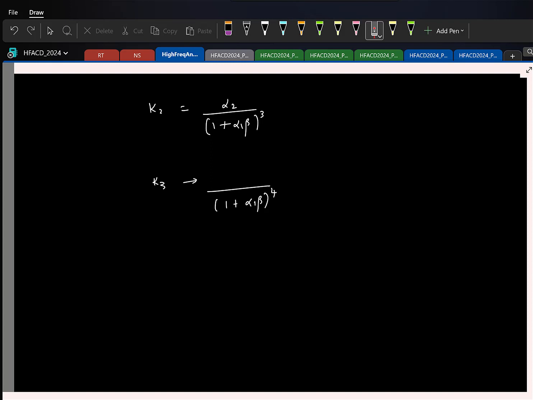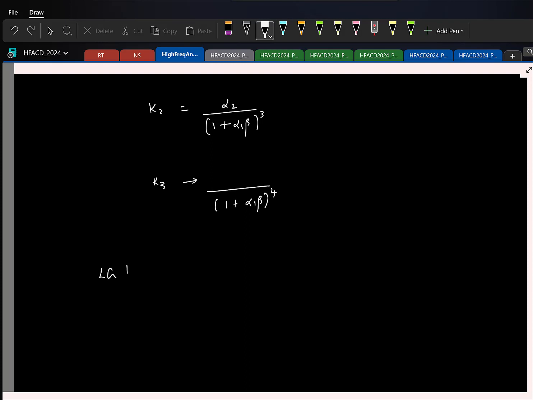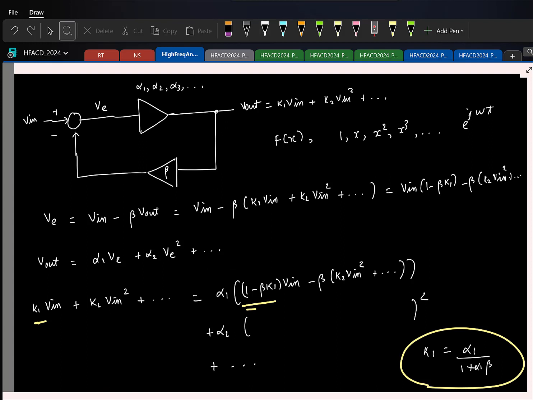Better, right? And in fact, if I have a large alpha 1 beta, the nonlinearity is also reduced a lot, right? And what is alpha 1 beta here? Remember, alpha 1 is the linear gain, alpha 1 beta is the linear loop gain, right? So the result seems to suggest that if I have a large enough loop gain, then the nonlinearity also reduces, right? That's what our analysis seems to suggest. So let's try to make some sense out of this. So let me actually try to see if I can copy this.